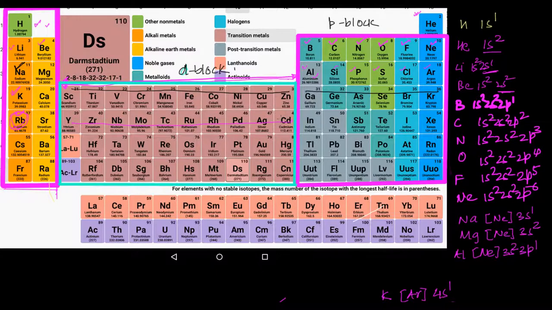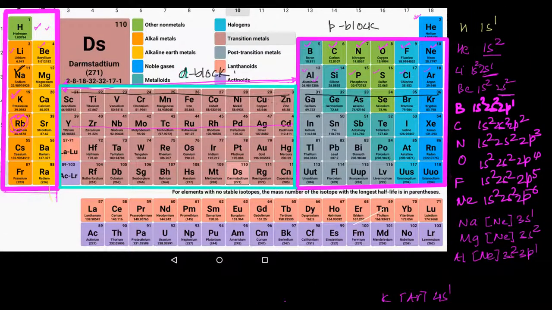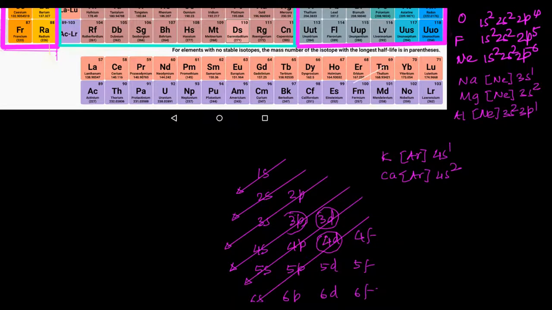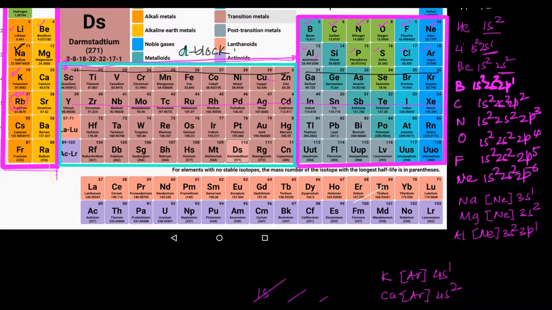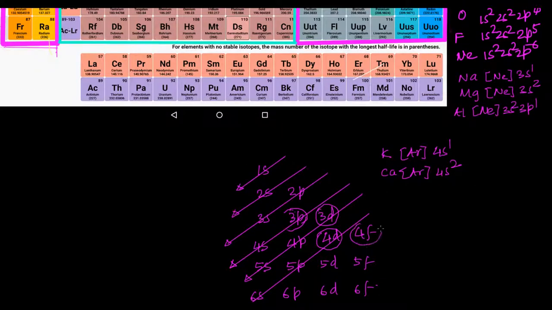Correct? After 4d, we have 5p. So this is the 5p block that is getting filled. Okay, here it's 5p that is getting filled. All this, understand? After 5p, we come to 6s from cesium. Cesium and barium, they are 6s. And for the first time, you have your 4f kicking in.